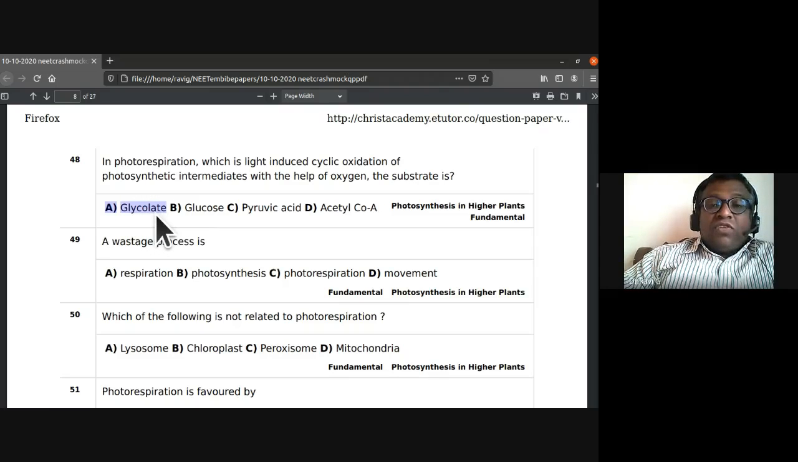And there is also phosphoglycerate. Two molecules form: glycolate and phosphoglycolate and phosphoglycerate. Okay, but glycolate is formed with the help of oxygen.